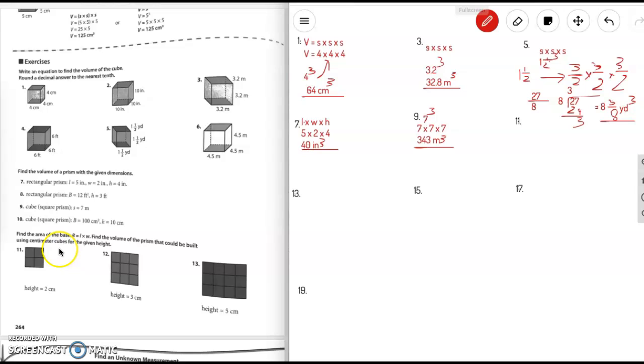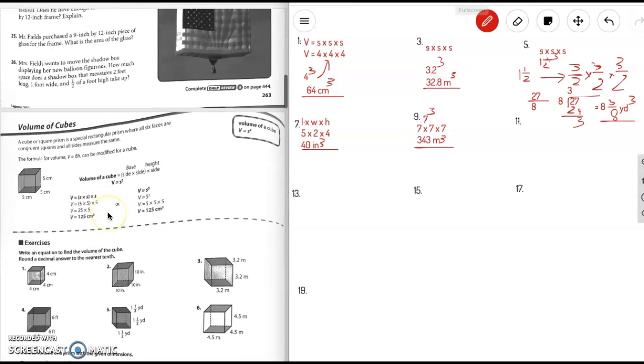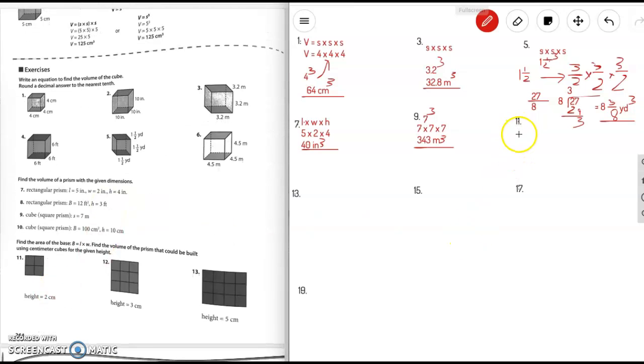Number 11, find the area of the base. Base equals length times width. Find the volume of the prism that could be built using centimeter cubes for the given height. So this is exactly what we did yesterday in this section. So to find the base, we're going to do length times width. Okay, so the formula is just length times width times height. So length 2, width 2, and height 2 centimeters. Pretty simple. 8 centimeters cubed.